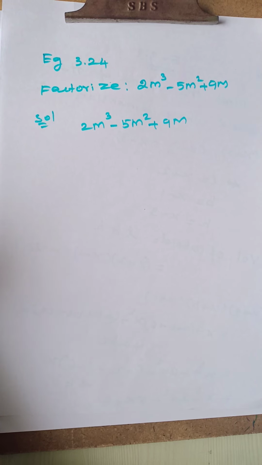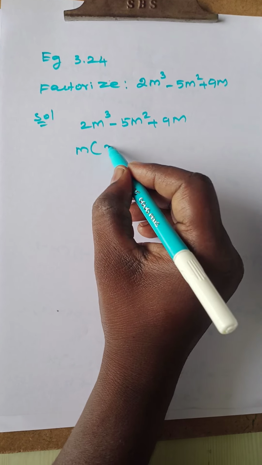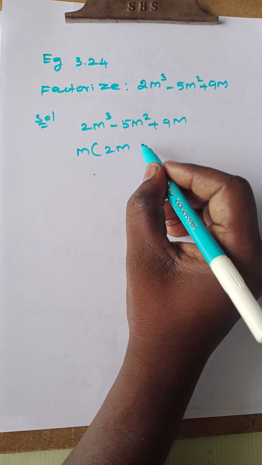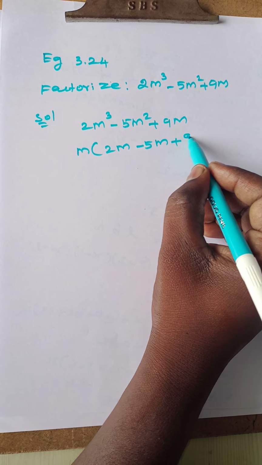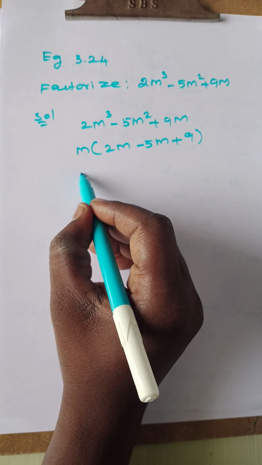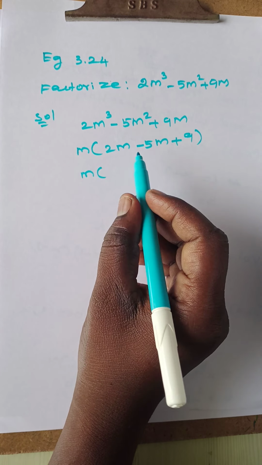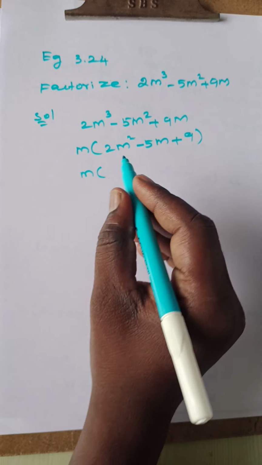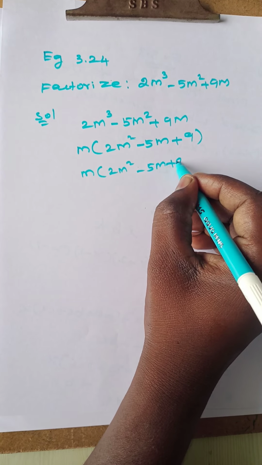So you can take the common factor. What is the common factor? 2, 5, 9: there is no common factor. The only common factor is m. So we take out m. That is 2m square minus 5m plus 9. Finally we can write m of 2m square minus 5m plus 9 as the result.